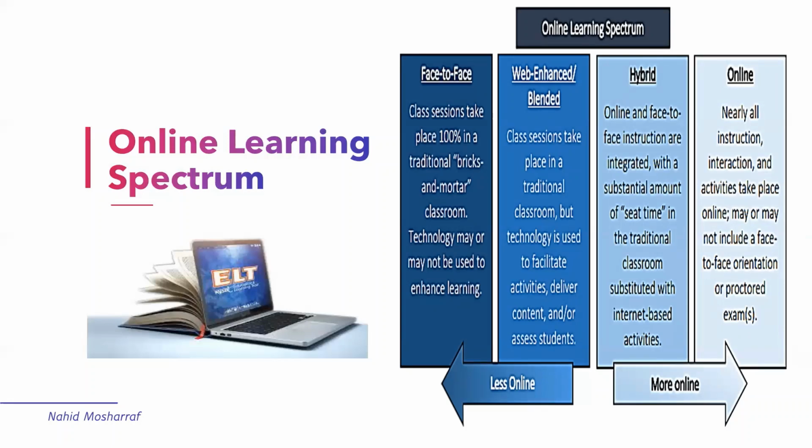So next, let's move on to the next point. And what is this? Web-based, enhanced or blended. Class sessions take place in a traditional classroom. It is completely a physical classroom, but technology is used to facilitate activities, deliver content or assess a student. For example, the teacher is making a PowerPoint presentation or showing different YouTube videos through multimedia and through a laptop, or you can say LED or LCD TVs. So it will enhance proper learning, practical learning also, with the physical classes. So this is the web enhanced blended system.